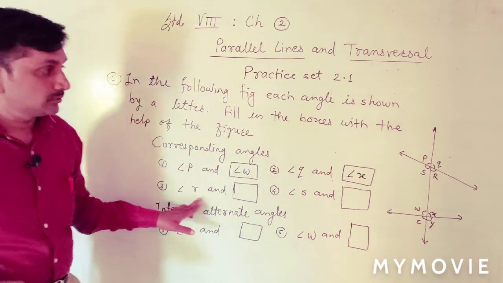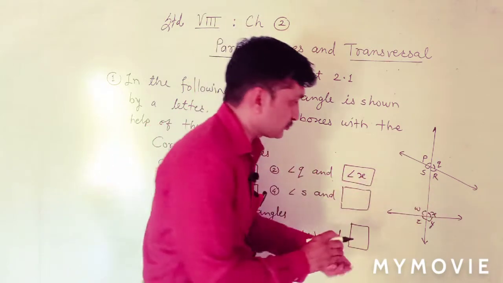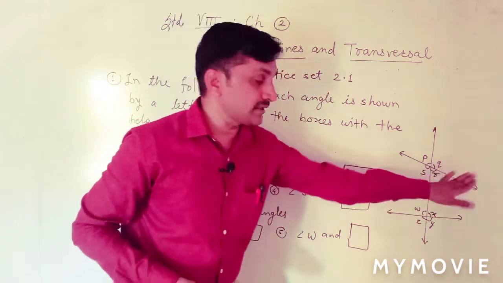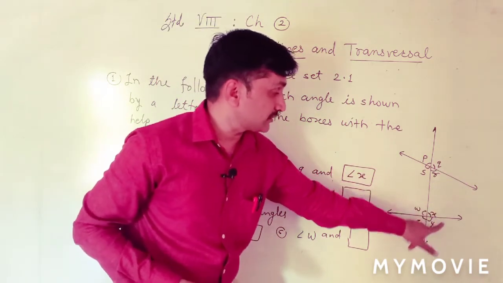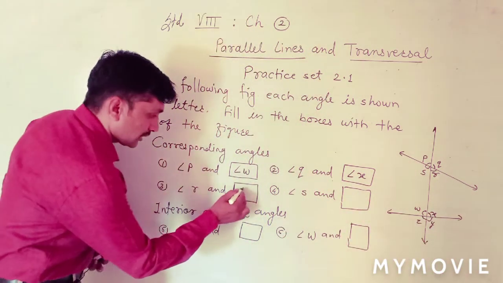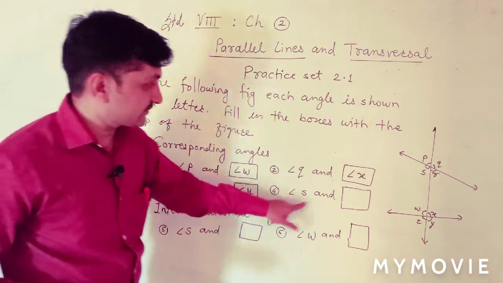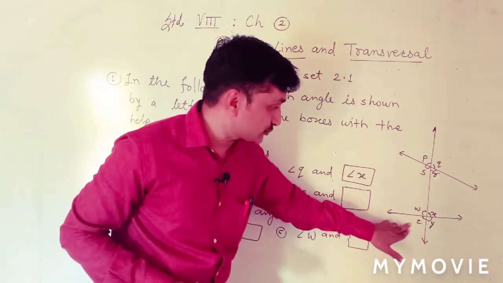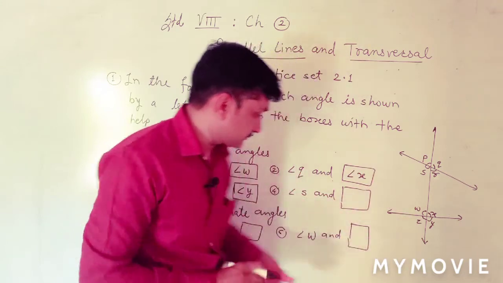Third, angle R. Angle R, it is a small letter. Angle R is to the right and below, correct? To the right and below. Then for the second line, to the right and below is Y, therefore here angle Y. Fourth, angle S, to the left and below. For the second line also to the left and below, Z.